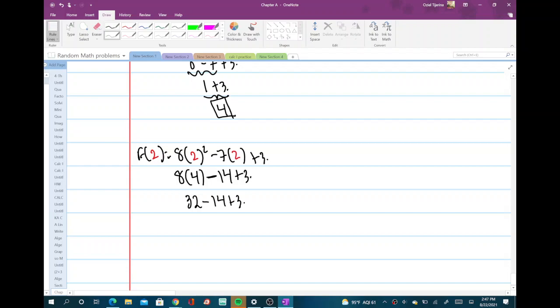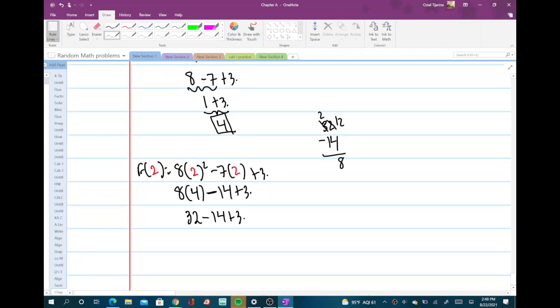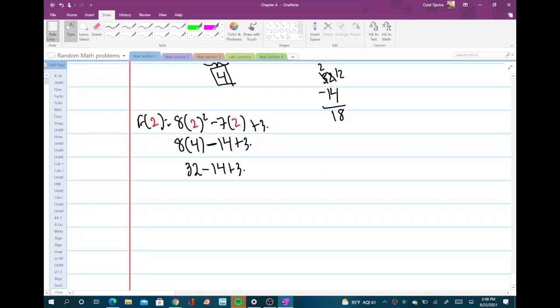You can do, so if you want to do it by hand, you can. If you have a calculator, that's good. Sometimes, though, they don't let you use calculators for this part. It just depends on your professor. Like I said, every professor is different. I'm just showing you guys how to do this by hand, really. So you have 32 minus 14, that's 18. And then plus 3, that's going to be 21. So f of 2 equals 21.